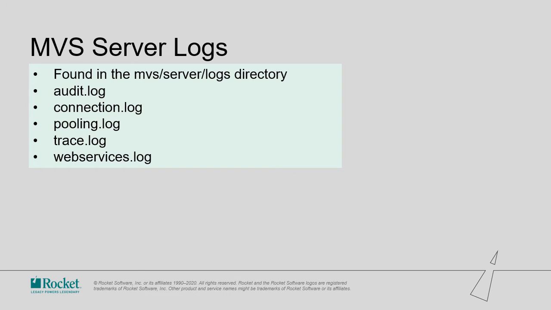The server-side logs are found in the MVS server logs directory and include the audit log, the connection log, the pooling log, the trace log, and the web services log. Before we look at these one at a time, let's look at logging levels.